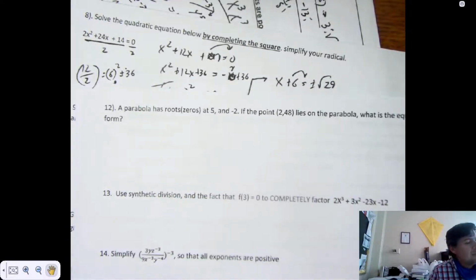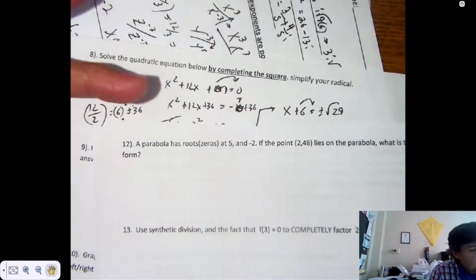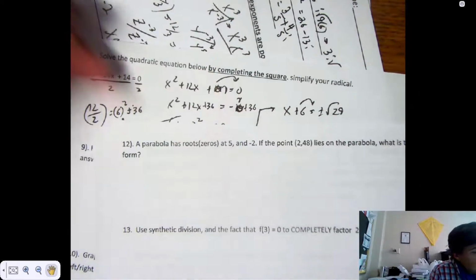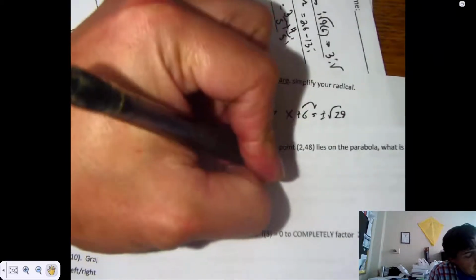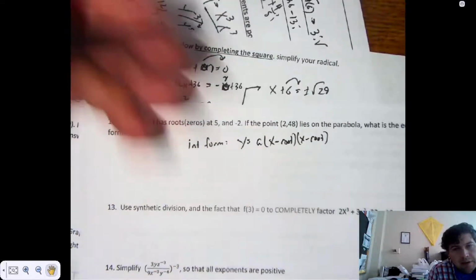All right, 12 is about a parabola. So it says it has roots at 5, -2, and somewhere on this parabola, the point (2, 48) lies on it. Now, what you have to do is you have to know intercept form. Intercept form is y equals a times x minus a root times x minus a root. And what you should make your first step is you can plug these things in. Those are your roots. So y equals a times x minus 5. And when we take away a negative, that becomes addition.